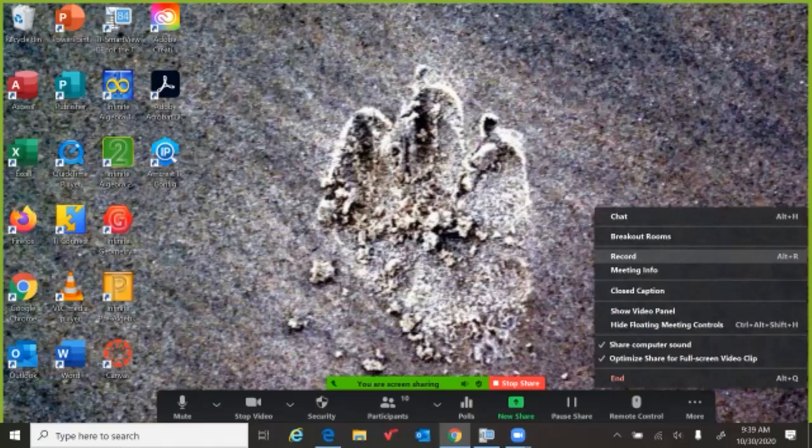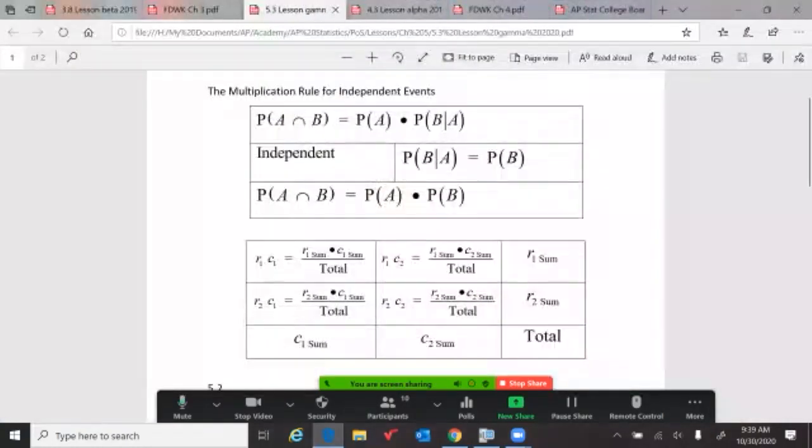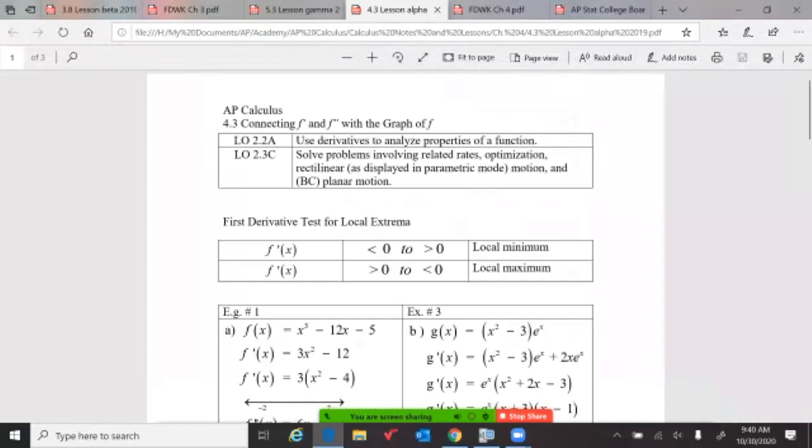So this is the 4.3 alpha lesson. We start with the learning objectives: using derivatives, solving problems. Related rates is later in the chapter. Optimization, that's what we're looking at here.